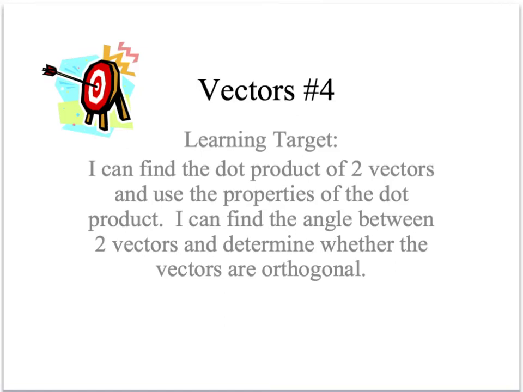In this lesson, we're going to talk about the dot product of two vectors, some properties associated with the dot product, and how to use that to find the angle between two vectors. We're also going to talk about a new vocabulary term called orthogonal. Okay, be sure to set up your notes paper in Cornell format.